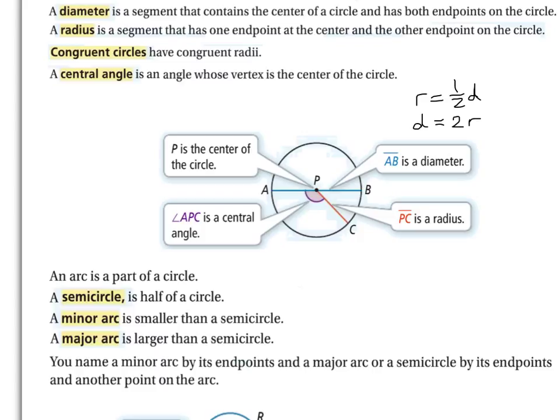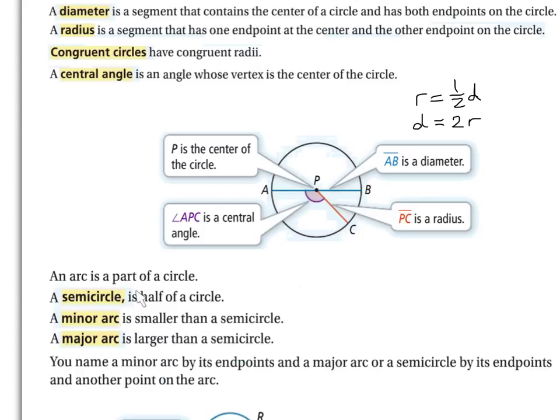A central angle is an angle whose vertex is at the center of the circle. You'll notice here we have angle APC as a central angle, A to P to C. It's an angle that goes through the center; the vertex is at the center of the circle. So a central angle is going to have the letter of the center in the middle of it.